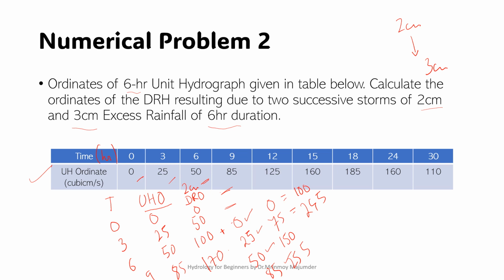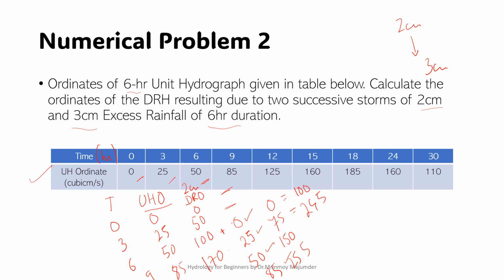Okay. So when there is a delayed start of the second storm, you have to lag your given unit hydrograph ordinates by 6 hours or by 12 hours, the lagging time, and then multiply with the excess rainfall of that lagged storm. And if there are 2 or 3 or 4 or 5 successive storms, then you will just add them one by one.